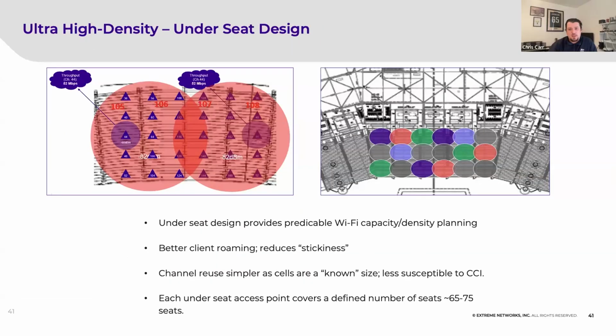So then when we go for undersea. Undersea tends to yield the best results from an RF environment, from a throughput-to-device standpoint. Undersea design gives us a really predictable cell size. We aim for about 65 to 70 seats. What we found is that for most stadiums, it depends slightly on the width of the seat and the gap between the seats. In a row, it goes about 13 to 18 seats along, and then two or three rows back, two or three rows forward.